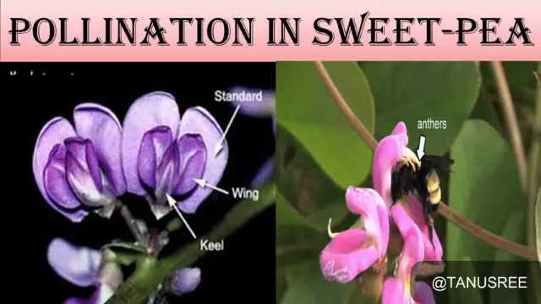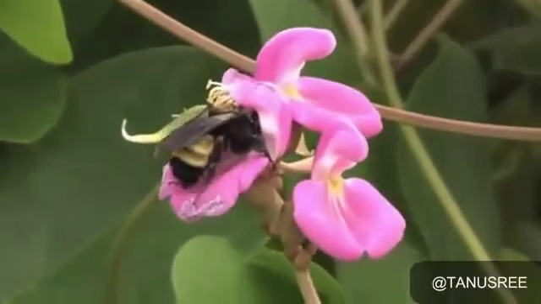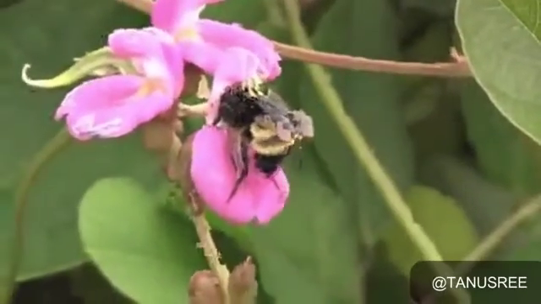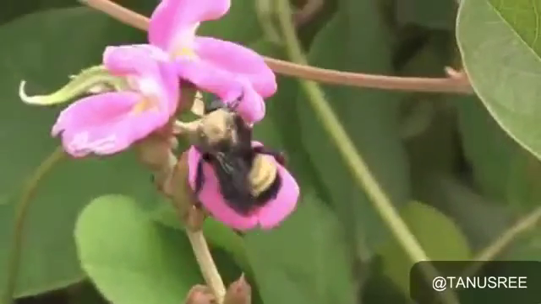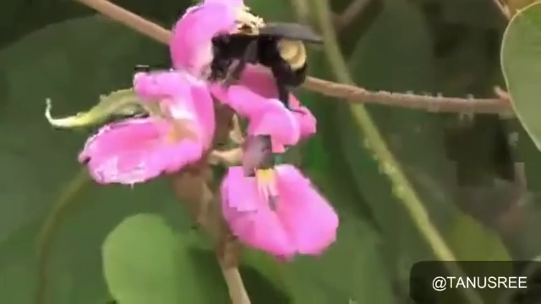Sweet pea is zygomorphic with a large standard petal, 2 wings and 2 keels. The stamens are diadelphous with 9+1 arrangement. The bumblebee and the pea flower show symbiotic relationship. The bee lands on the standard petal and pushes its proboscis into the base of the petal in search of nectar.